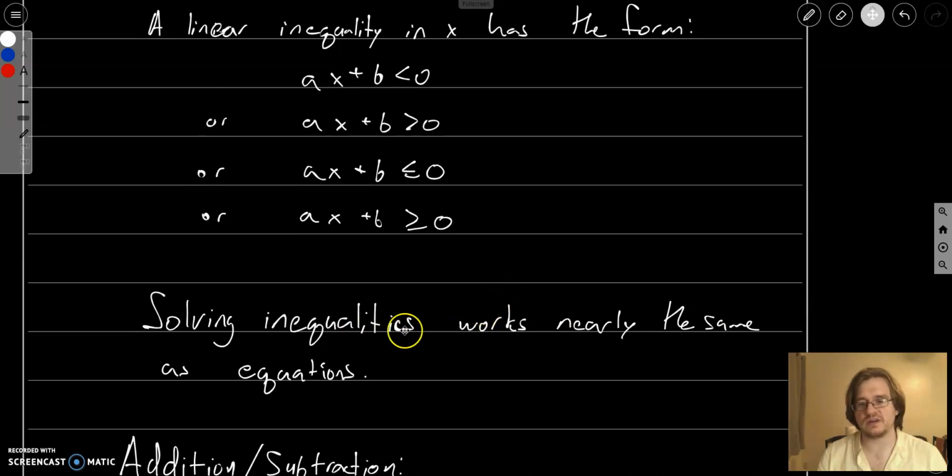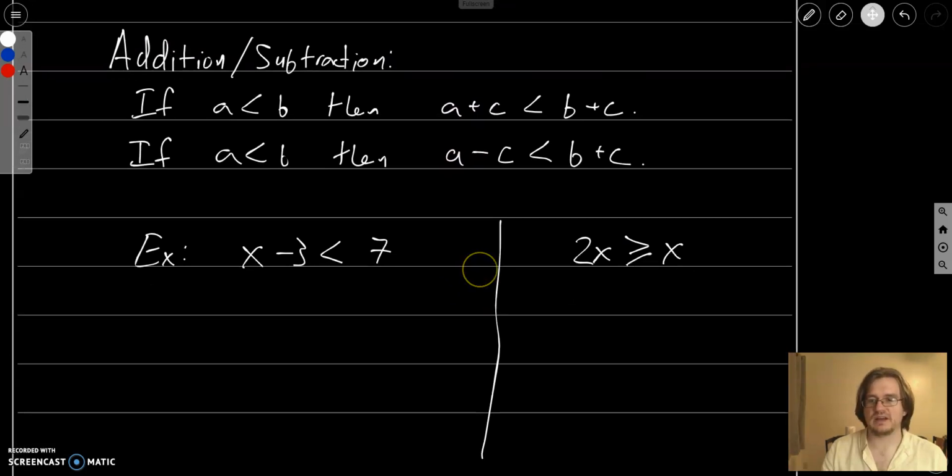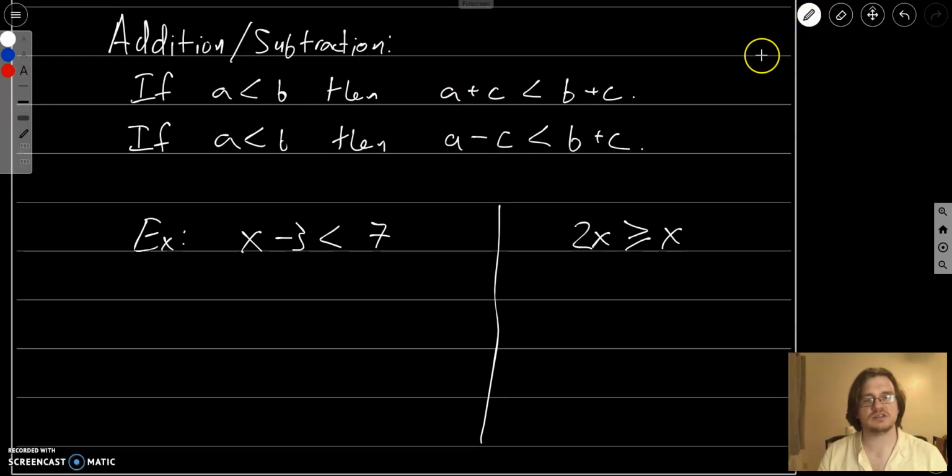So solving inequalities works nearly the same as equations when there's an equal sign, outside of one difference. So let's look at the things that are the same. For instance, addition and subtraction work essentially the same. If a is less than b, then I can add a number to both sides of an inequality and nothing changes. If a is less than b, then I can subtract a number from both sides and nothing changes. Addition and subtraction are very simple here.